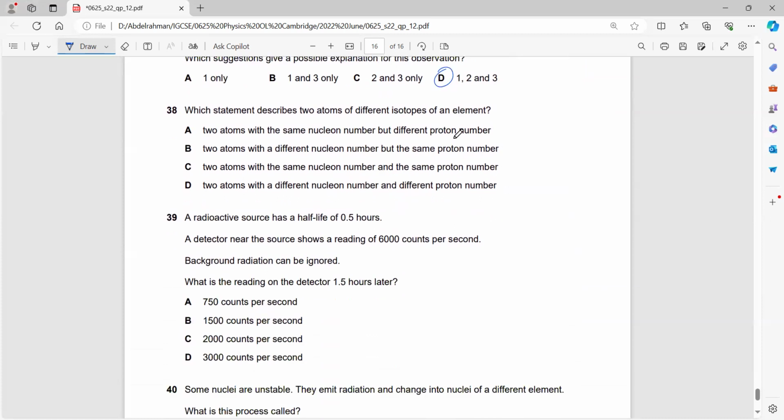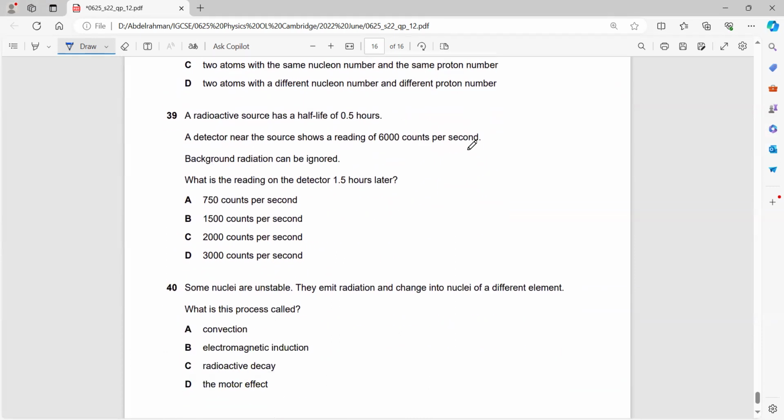38. Which statements describe two atoms of different isotopes? We know different isotopes are two atoms with different nucleon number, but the same proton number.